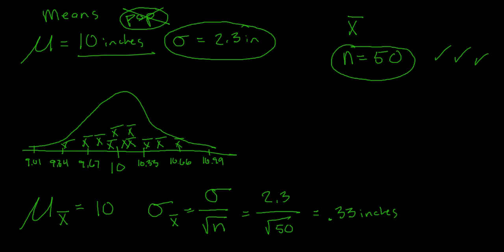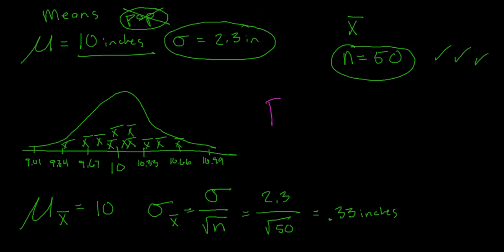Some samples might come back at 10.33 inches. Some might come back around 9.67 inches. And that's the idea of what a sampling distribution shows us. It shows us what all possible samples will look like. And again, we could also incorporate probability questions here.